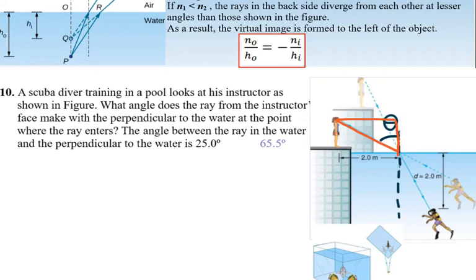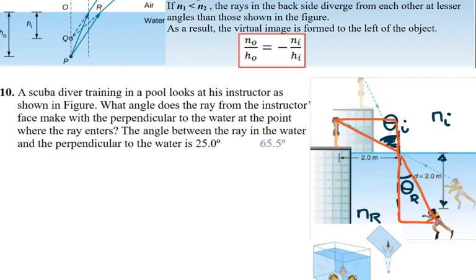And I'm going to look at this triangle. And this is your incident angle. And this is going to be our refracted angle. This is your N1. Well, let's do an incident and refracted. And they give you the depth. So the depth is given. And they give you how far the instructor is from where the ray enters.